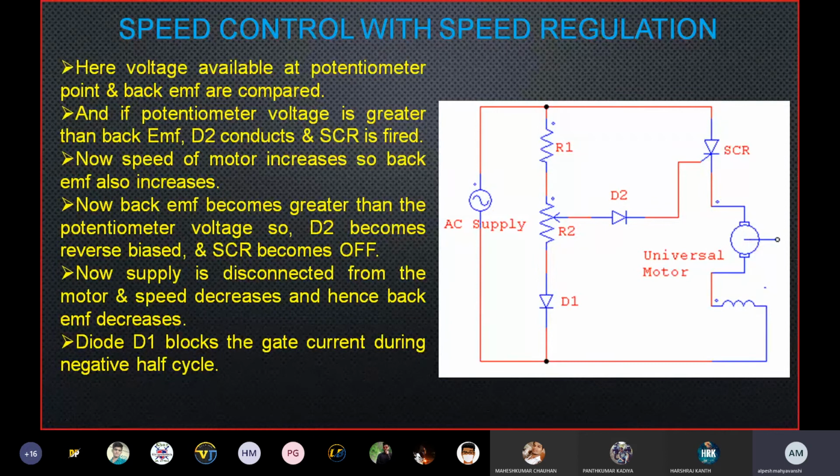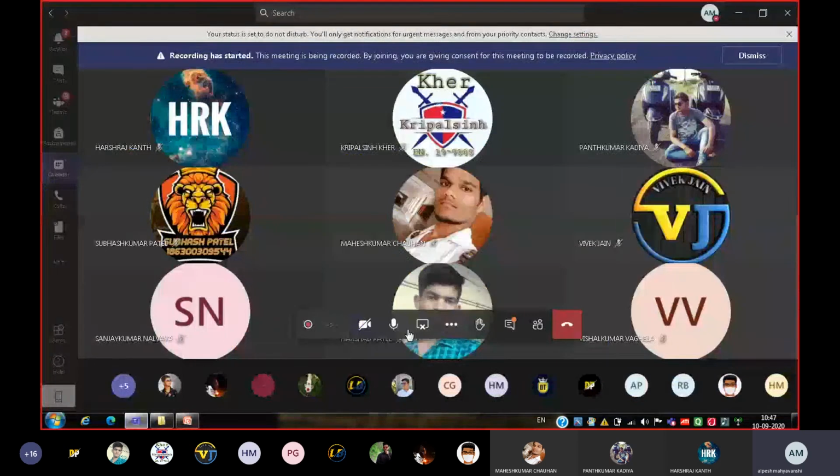Speed of motor increases, that means the back EMF increases. And when this back EMF becomes greater than the terminal voltage of potentiometer, at that time D2 diode becomes reverse biased. Gate pulses are not given. SCR becomes off. It becomes open circuited. Supply is disconnected. So in this manner we sense the back EMF of the motor and it is compared with the potentiometer terminal voltage. So up to this point we will stop here.